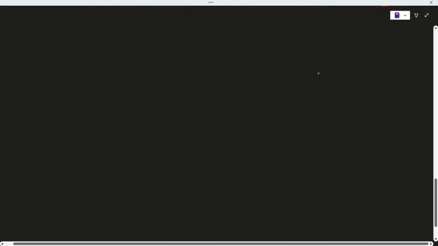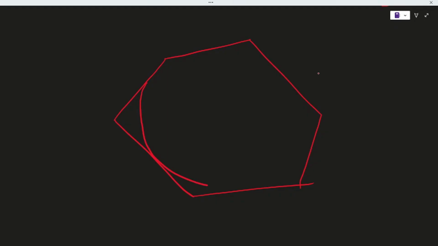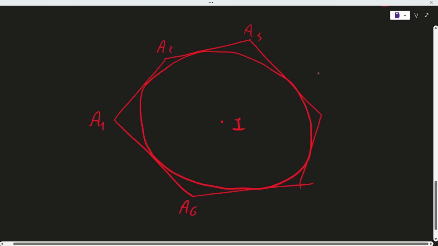If we want to compute the area of the polygon, in most cases this will be hard if a circle cannot be inscribed in it. So in our example, suppose a circle can be inscribed inside the polygon, which means that this circle is tangent to all of the sides. We pick the center I, and call the vertices A1, A2, up to A6. What's the property of tangent? It means that this is 90 degrees here.